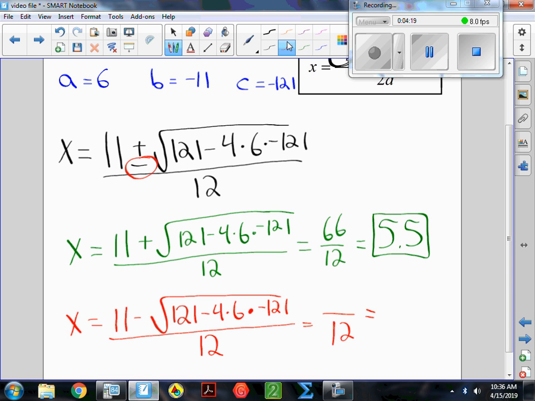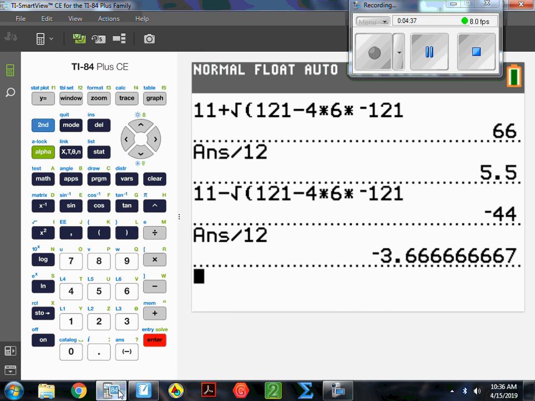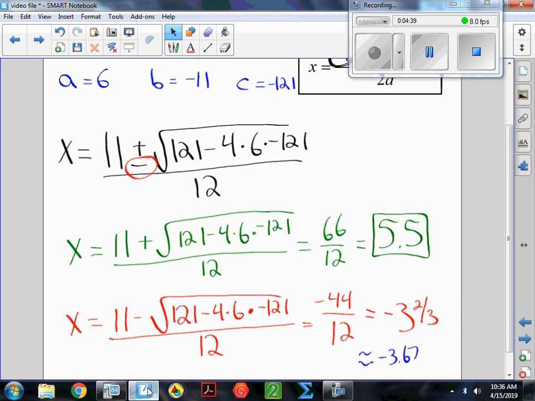So negative 44 over 12 is negative 3 2/3. Negative 3.67 is acceptable. Negative 3 2/3 is exact. Just double checking that. Okay, there you go.